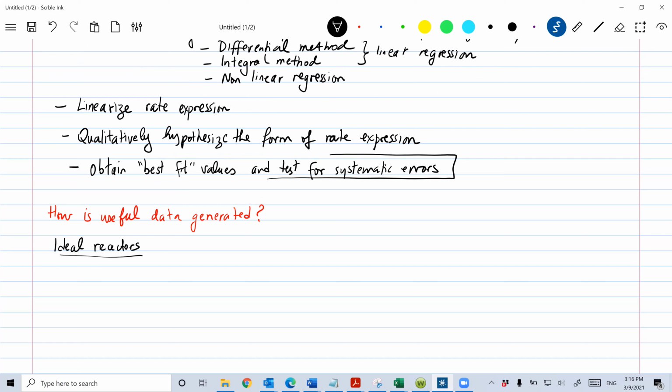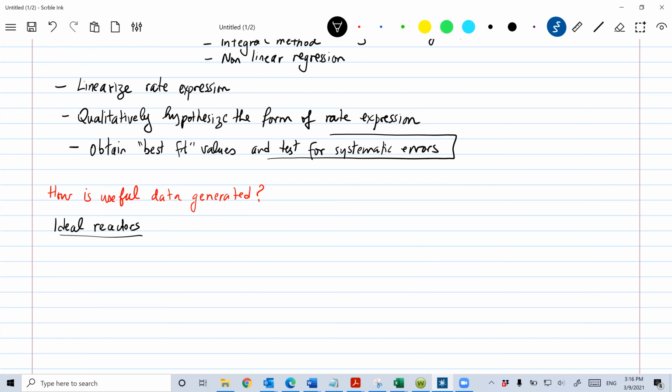So we use the batch reactors, CSTRs, PFRs. We use them in certain conditions that generate very reliable rate data. And we will talk about those conditions in the next couple of sections. For example, one condition for an ideal reactor.